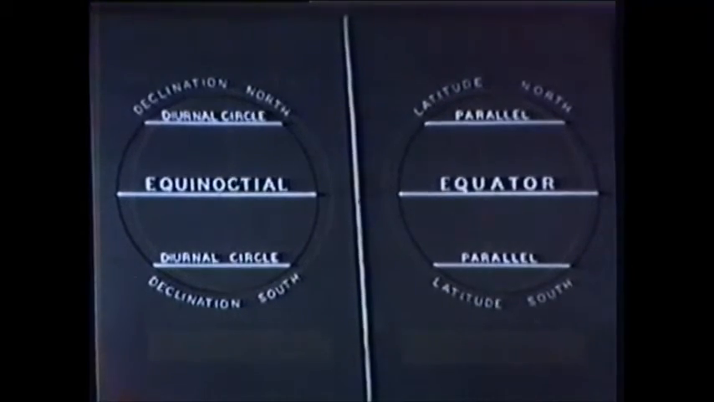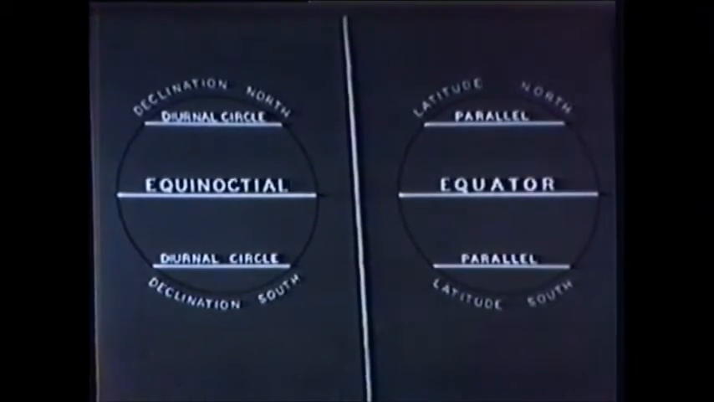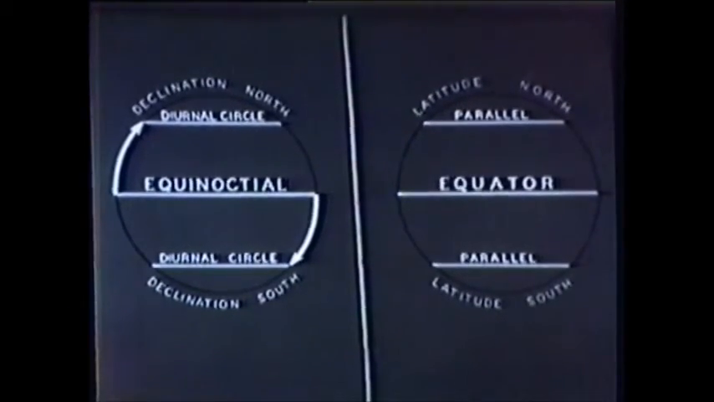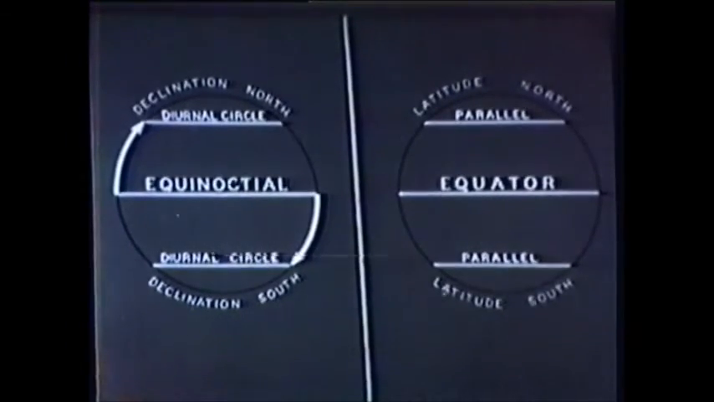Another coordinate used to locate the position of a heavenly body is declination. This is the angular distance of the body north or south of the equinoctial. It is analogous to the latitude of a position on the Earth. Like latitude, it is named north or south.